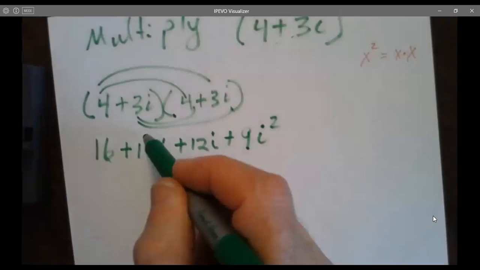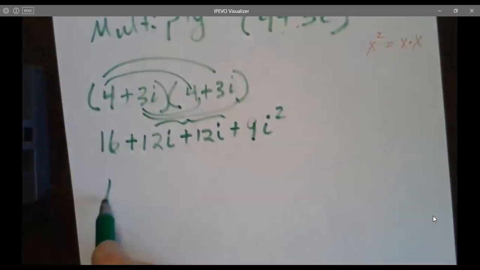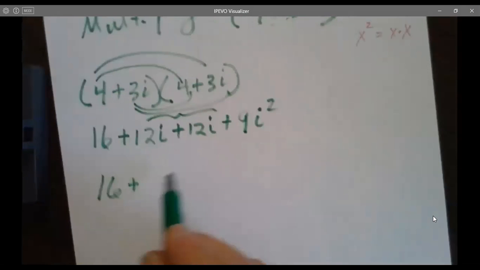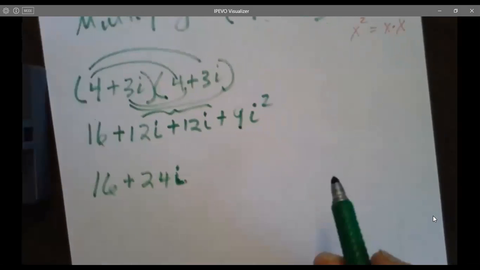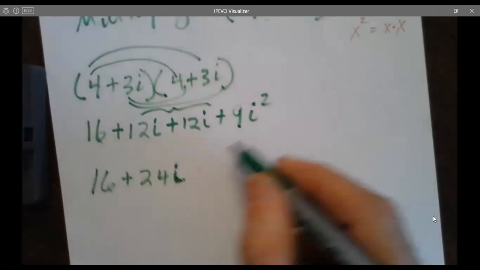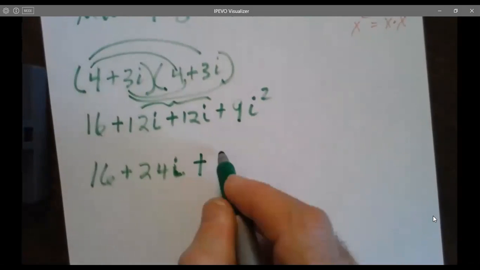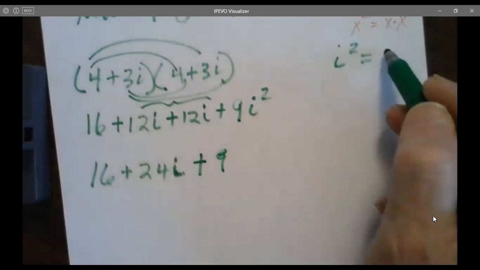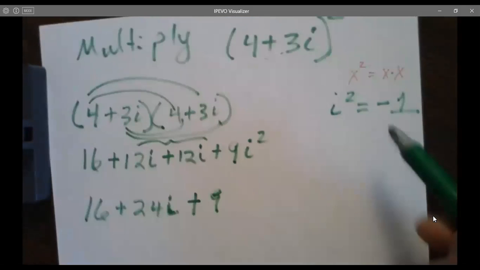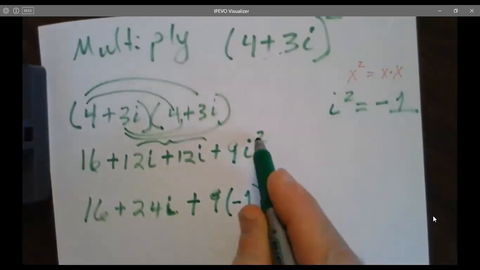Okay, so we're going to combine like terms. 12i and 12i, what's that going to give us? Okay, you should have said 24i, just like 12x plus 12x is 24x. So we're adding and multiplying the i's just like we would with variables. Plus 9, but the i squared has to change to a negative 1. So that'll be 9 times a negative 1. We change the i squared to a negative 1.